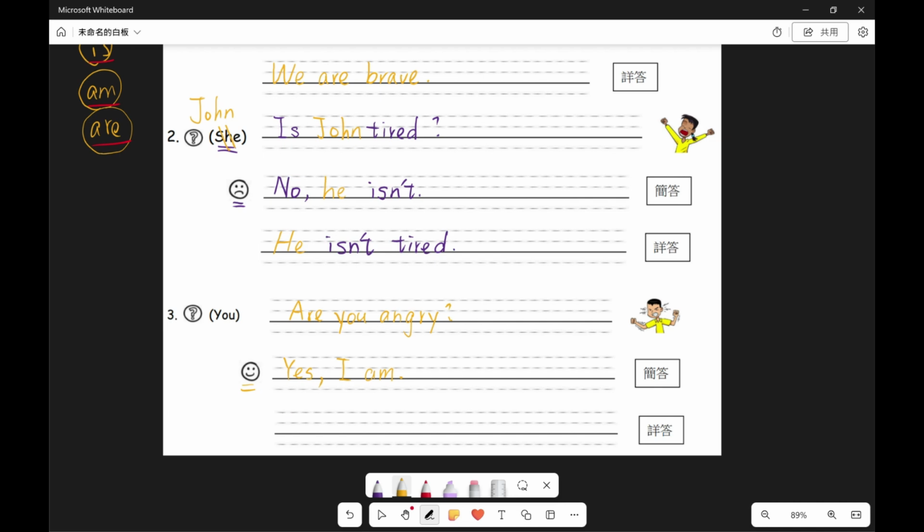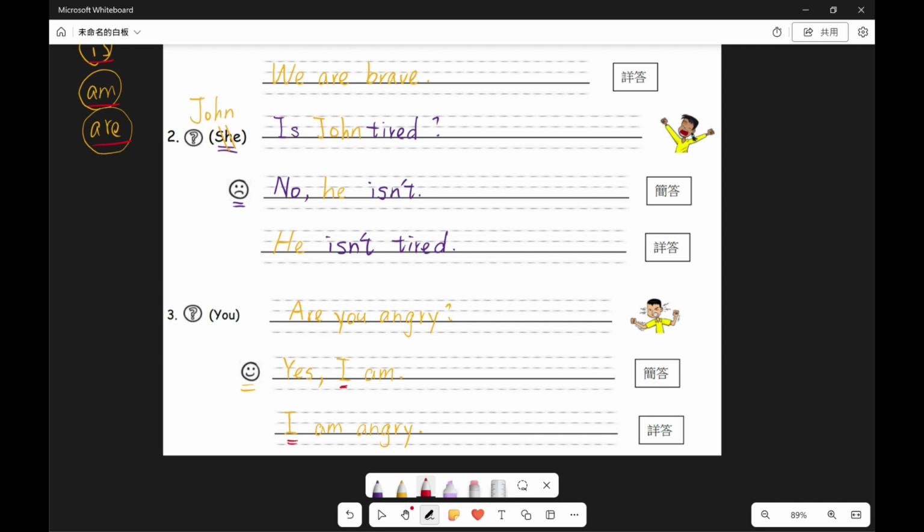So I, it's always a big letter. Remember that? Letter I, when you say I, it's always a big letter. So I am angry. And finish this with a period. Now remember that when you are saying I, like this, it's always a big letter, no matter where you put it. So I is always a big letter. So are you angry? Yes, I am.